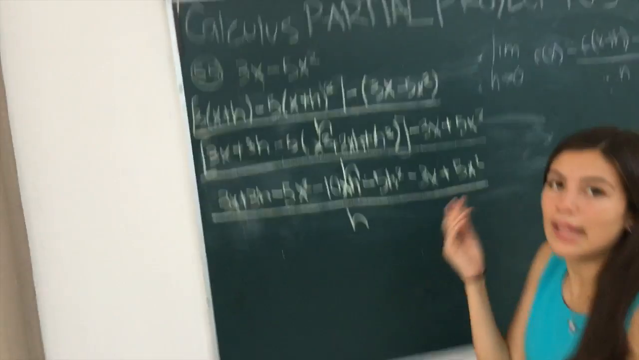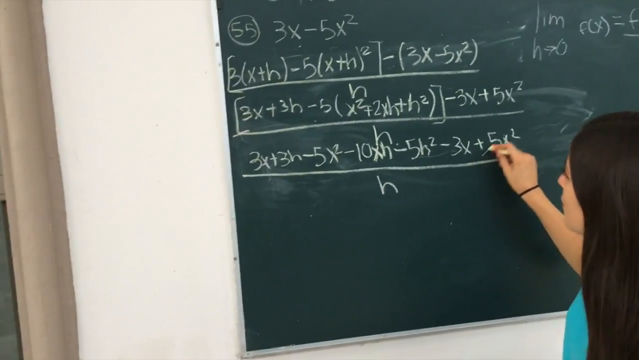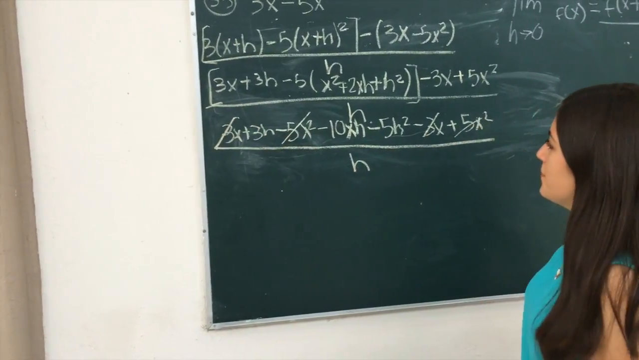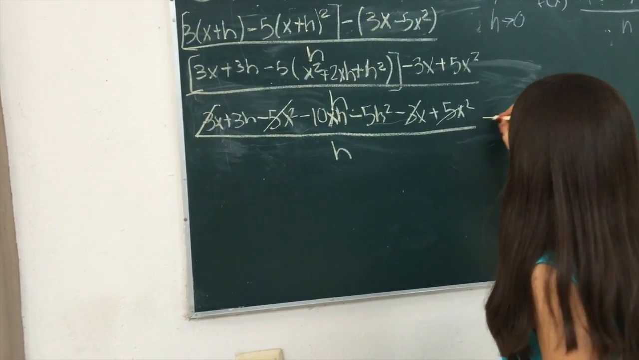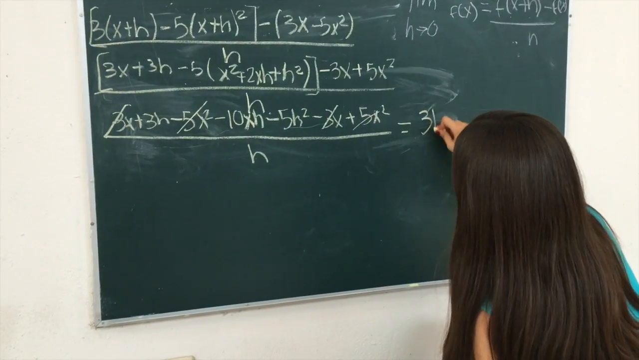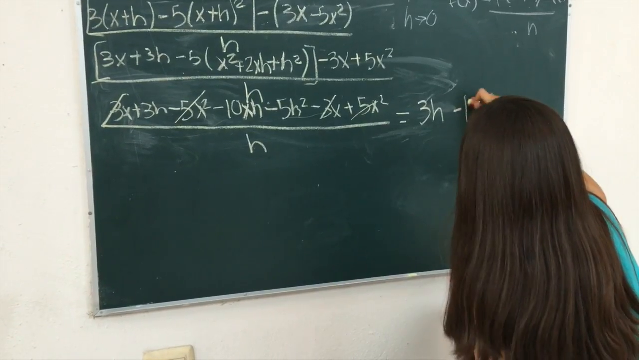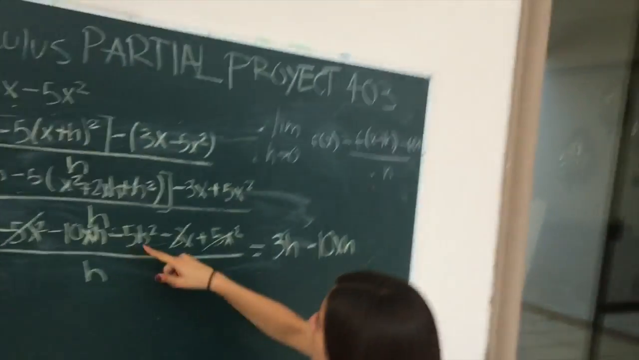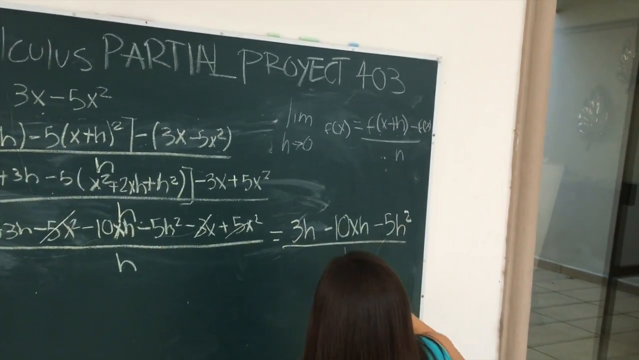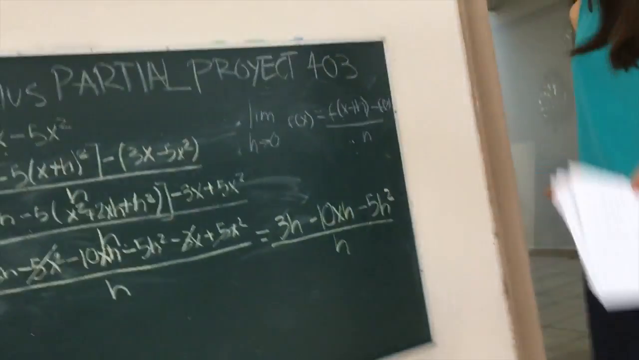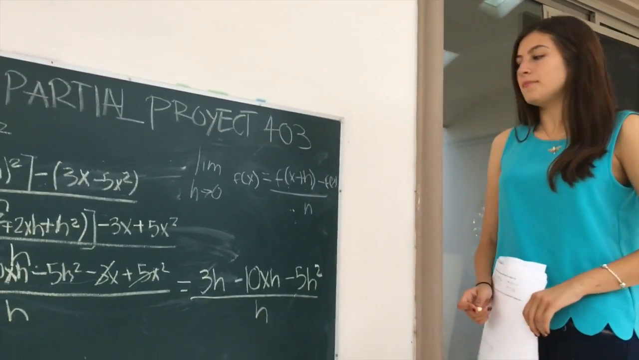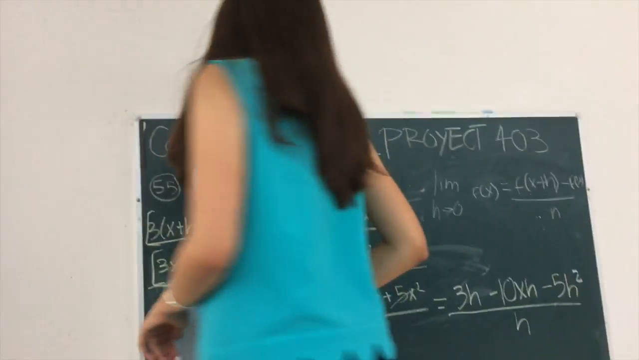And then we're going to cancel like terms. So in here we cancel this and these, and this and these, and we're left with this. You can see it here. We're going to be left with 3h minus 10xh minus 5h squared over h. Do you see? Okay? So now, what do you think we have as a common factor? h.